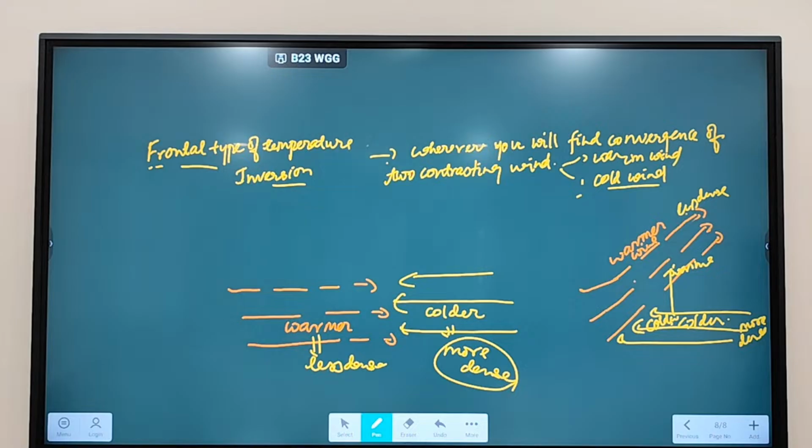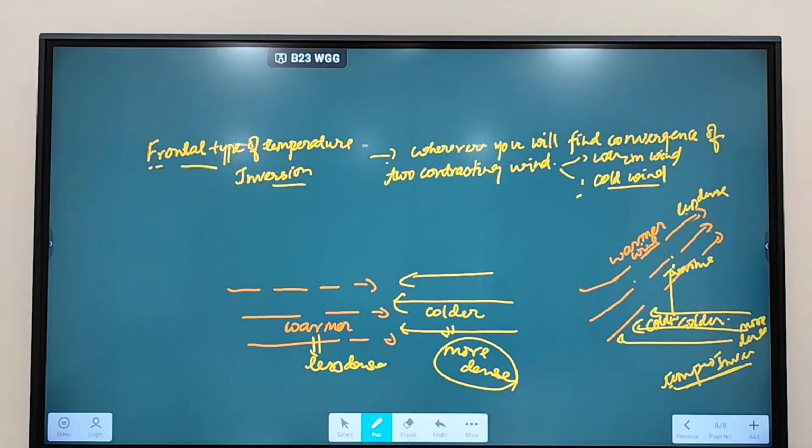Temperature inversion is happening, because this is the colder layer and this is the warmer layer. As you move from colder to warmer, the temperature is increasing. This phenomenon is referred to as a frontal type of temperature inversion. Fine. So these are the three different types of temperature inversion you are finding.